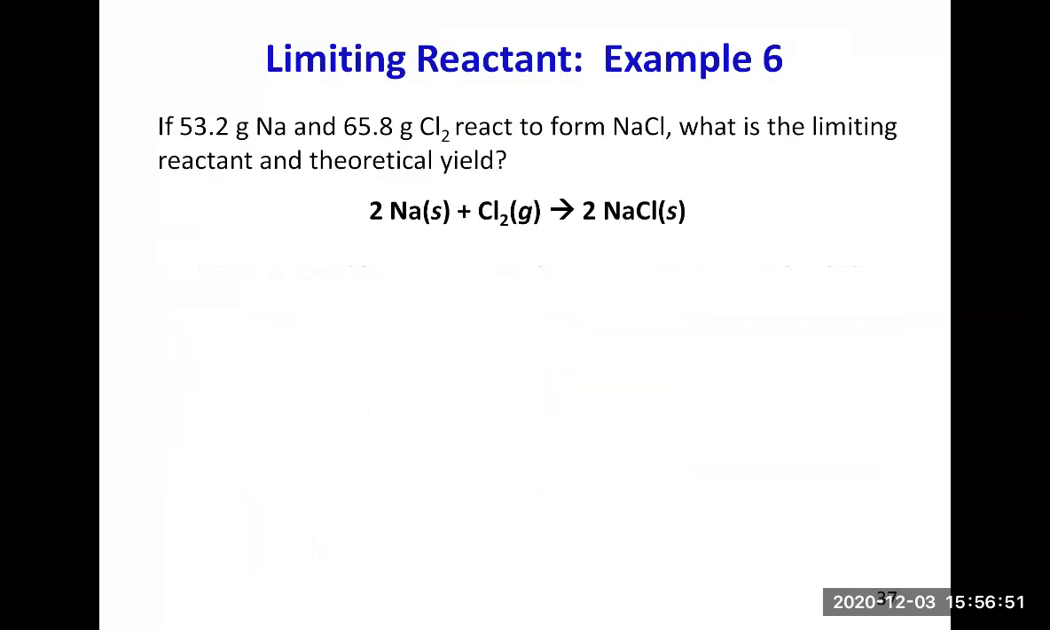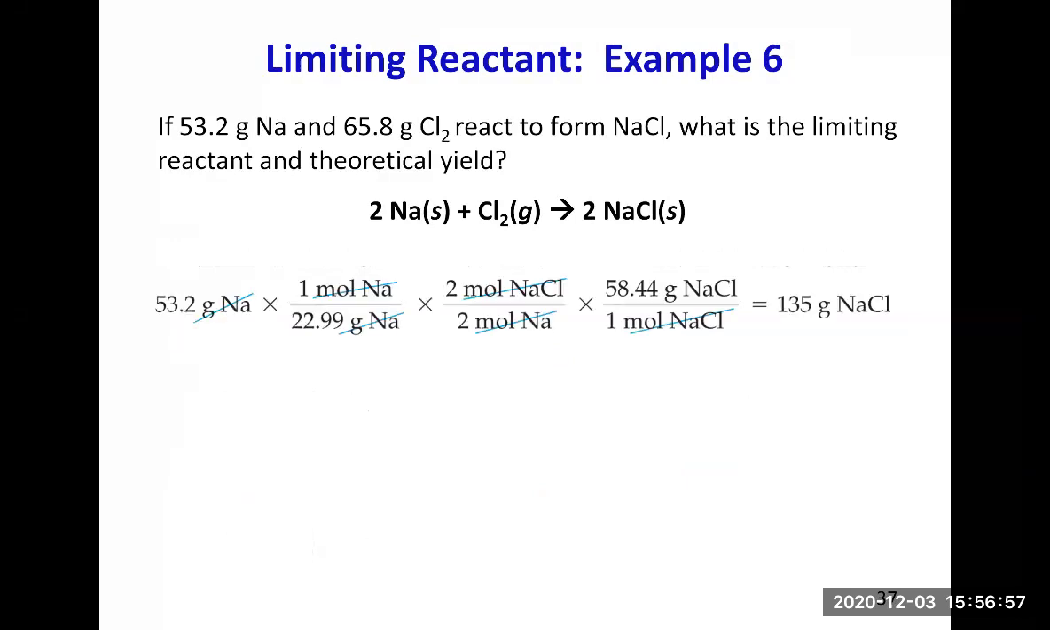So let's do this. Let's start with sodium, the 53.2 grams of sodium. That's your given amount, what you will start your calculation with. Multiply by the first conversion factor, which is from the molar mass of sodium. You place the 22.99 grams of sodium on the bottom of the conversion factor because you want to cancel units of grams of sodium, and that's per mole of sodium. Multiply by the second conversion factor that has the moles of sodium on the bottom because you want to cancel moles of sodium, and the 2 moles of sodium chloride on top.